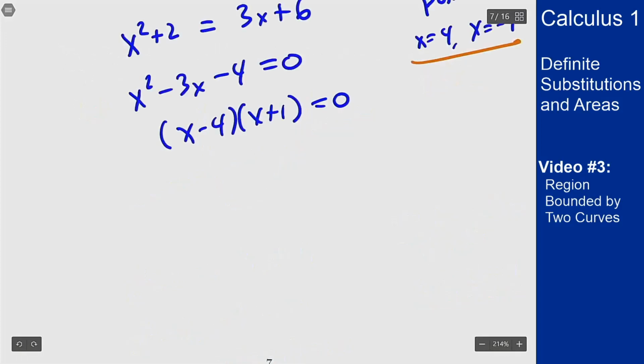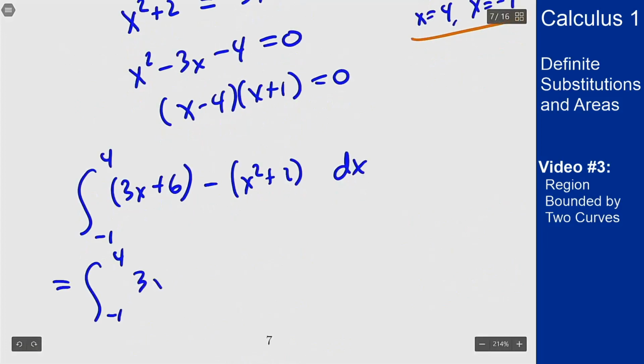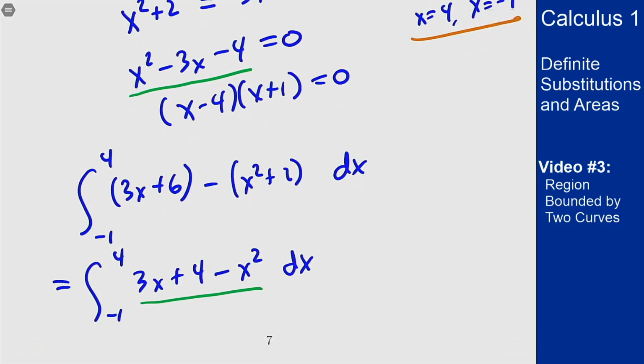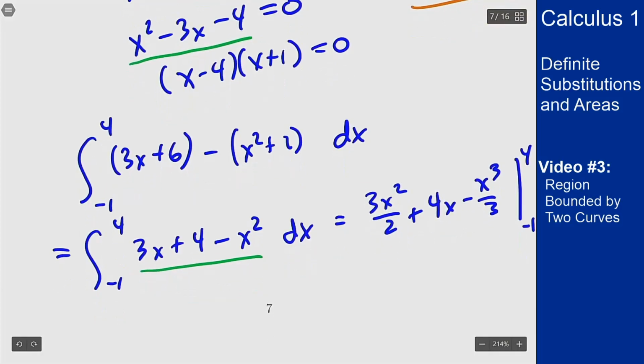Let's work it out. I then get the integral from minus 1 to 4 of the top function, which is the straight line, minus the bottom function, which is the parabola, dx. Now we just work out the details: 3x plus 4 minus x squared dx. If you notice, this expression is the same as the one we had up here when setting the equations equal, with a minus sign potentially depending on which one's the top and which one's the bottom, and that will generally always be the case for these sorts of problems. Integrate this to get our antiderivative, and then plug in the endpoints.